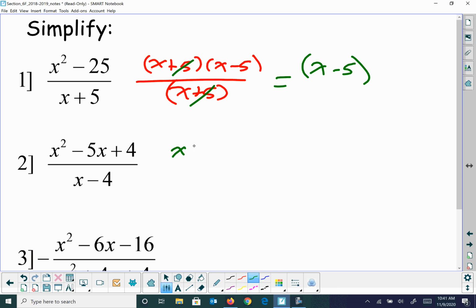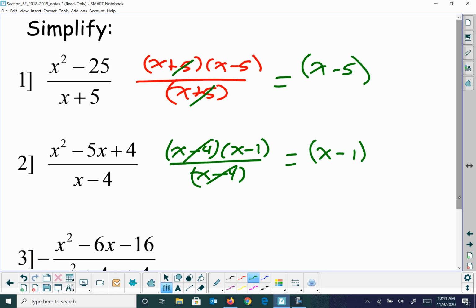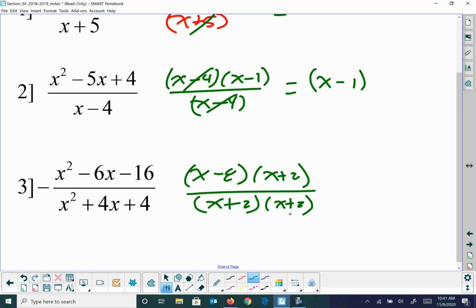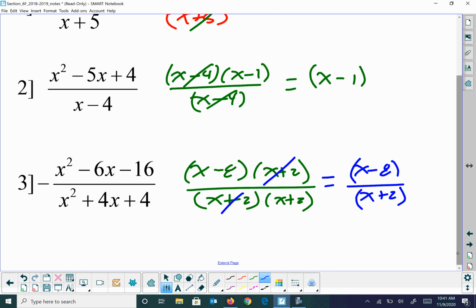Next one would break down to x minus 4 and x minus 1. The bottom doesn't factor, so I'm going to go ahead and put it in parentheses. Those cancel. x minus 8, x plus 2. And then the bottom is x plus 2, x plus 2. So one of the x plus 2's is going to cancel out. It doesn't matter which one on the bottom. Keep that in parentheses. Keep that in parentheses. That way you're not canceling out things that can't be canceled. A lot of kids might cancel the x's out, but you can't because it's a binomial.